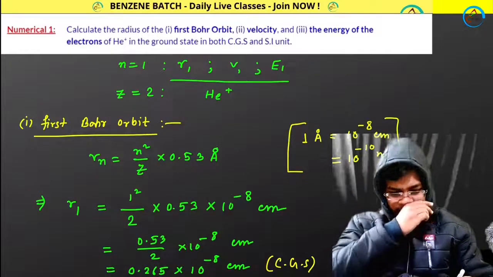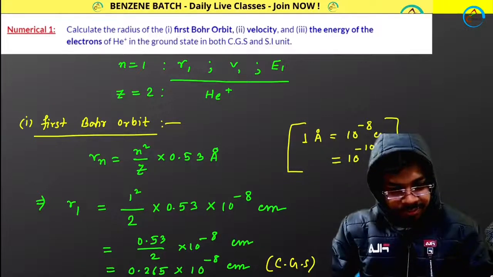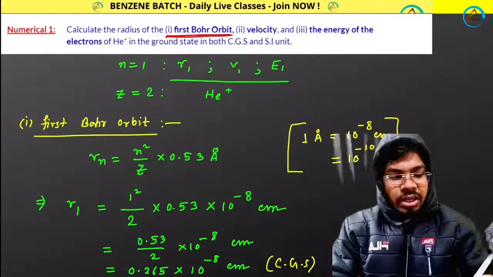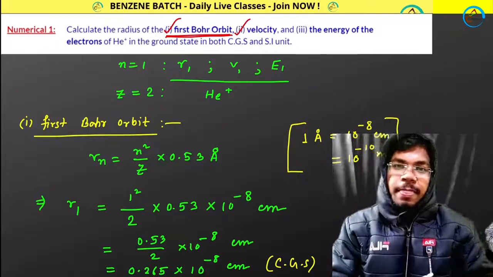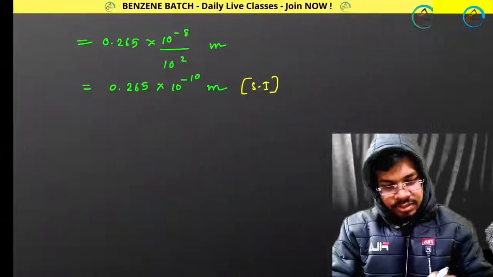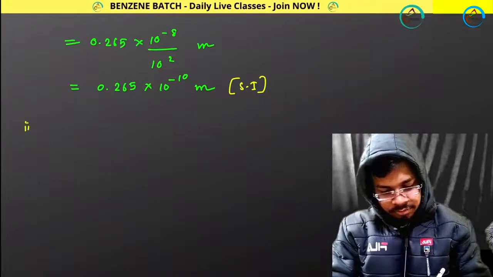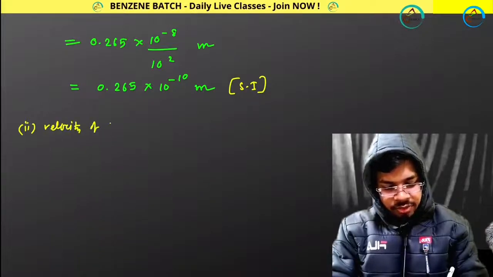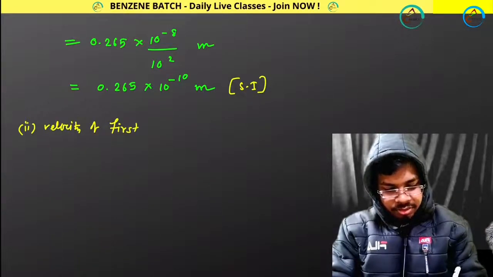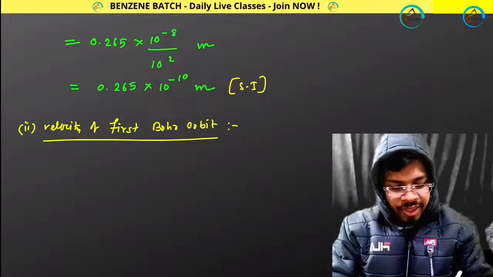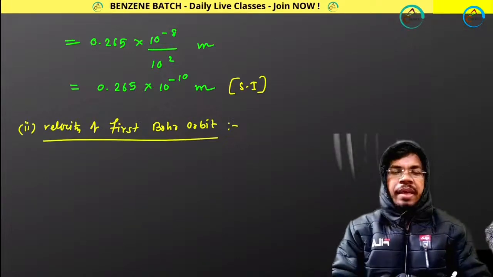Now we have calculated the radius. This calculation is done. Now coming to the velocity. How could you calculate velocity? It's very simple. Second, velocity of first Bohr orbit. Okay, that means V1. So first of all, how would you get the Vn expression?